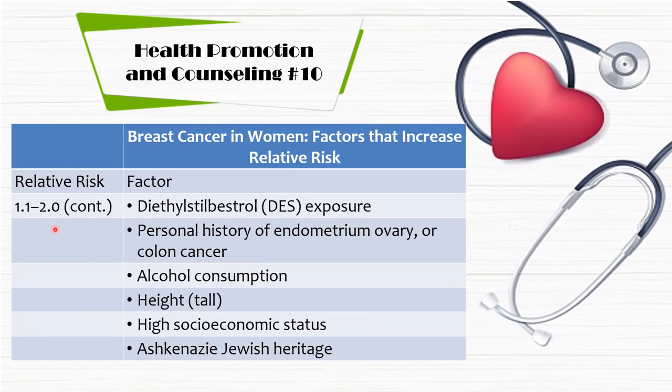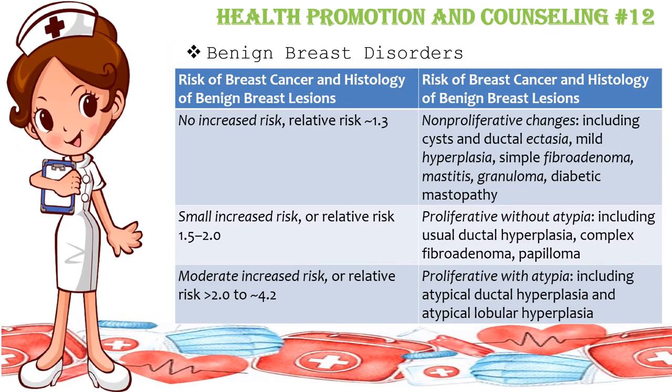So 1.1 to 2, continuation, so use of or exposure to DES, personal history of endometrium, ovary, or colon cancer, alcohol consumption, height that is tall, ako high risk din pala yung mga matatangkad, high socioeconomic status because of stress, and Ashkenazi Jewish heritage. These are just a continuation of our relative risk factors.